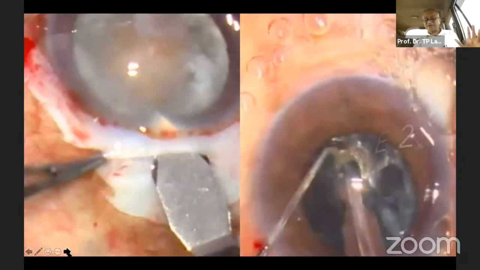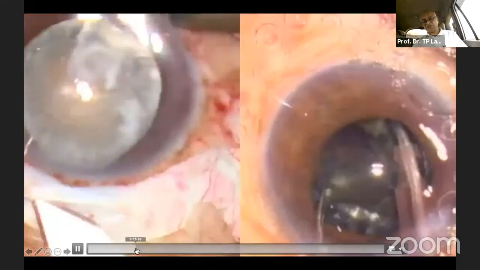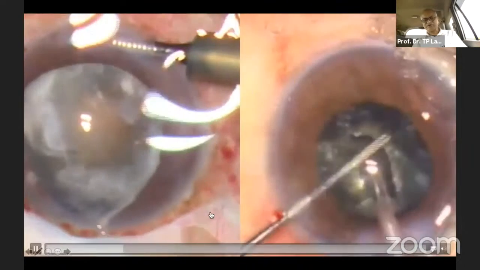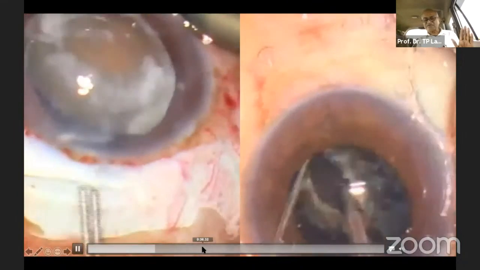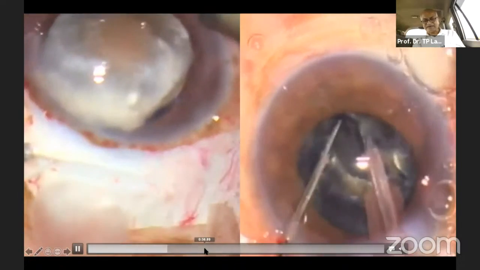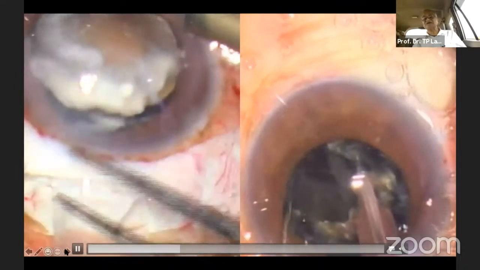Now see another one. Whenever you are making a comparison, see here, on the left side I am doing SICS. It is just a comparison. On the right side I am doing phacoemulsification. Now when I am doing this, what happens here? You will see I am separating here. Now see, phaco is always better than SICS result-wise.